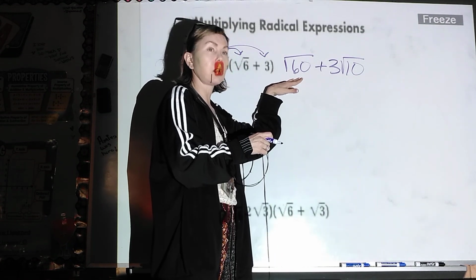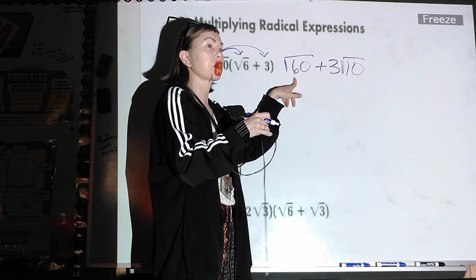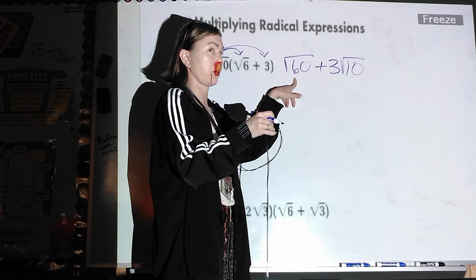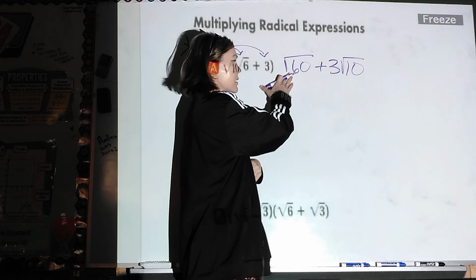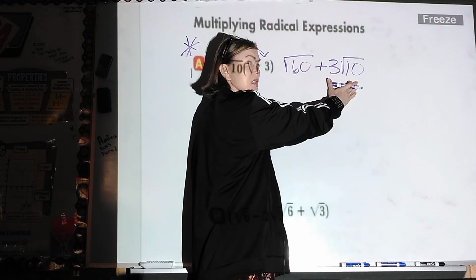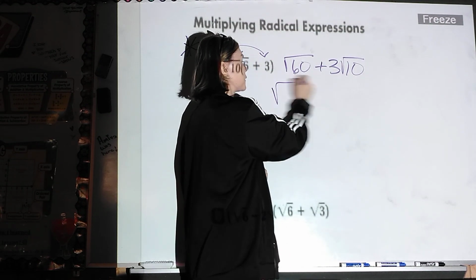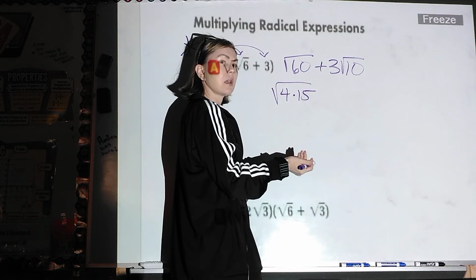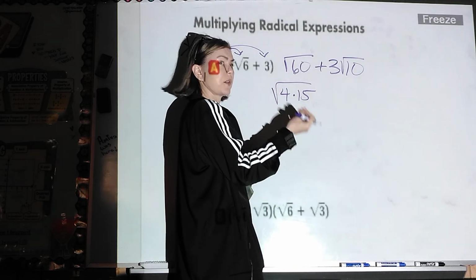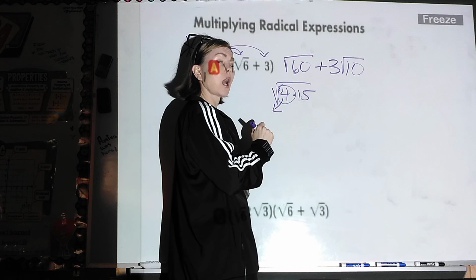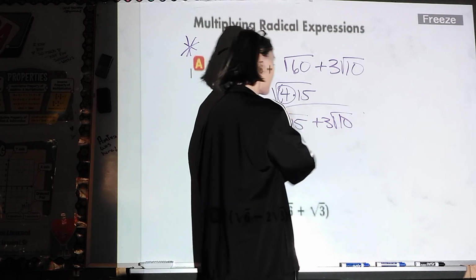But the first radical is not as simplified as we can get because we have what times what gives us 60, and one of those numbers has to be a perfect square. That's going to be 4 times 15. So all you have to do is only simplify the first one, because the other is as simplified as you can get. So if we draw the roof, we know it's 4 times 15. Pull out the square root of 4, and we have 2 radical 15 plus 3 radical 10, and this is your whole answer.